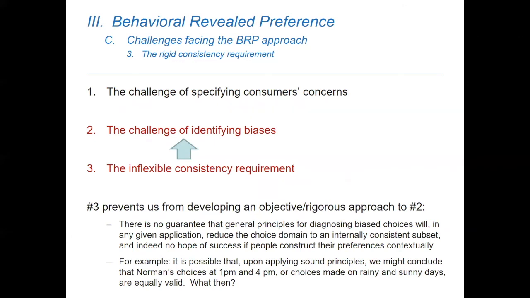So, for example, it's possible that upon applying sound principles, we might conclude that Norman's choices at 1 p.m. and 4 p.m., or choices made on rainy days and sunny days, are equally valid. What then? The behavioral revealed preference approach then says, well, throw your principles out the window, go back to step 2 and start crossing out more choices, make whatever assumptions you need so that you end up getting something that's internally consistent. And that's not a procedure that's conducive to consistently applying sound principles. In light of these difficulties, we need a good alternative to behavioral revealed preference.